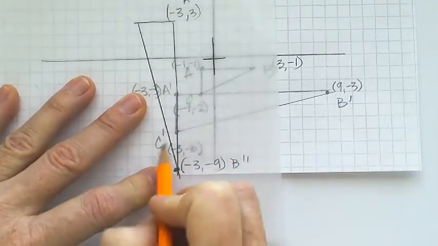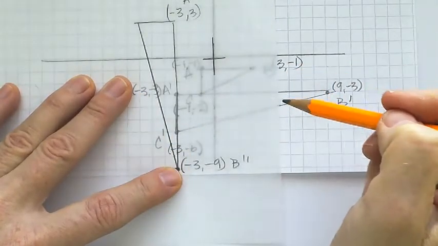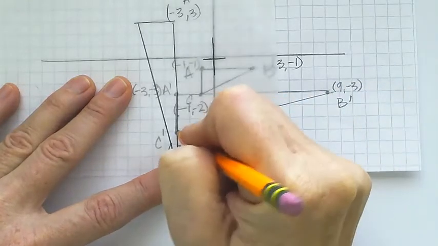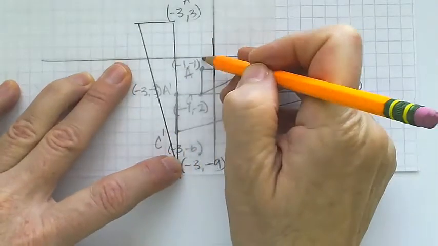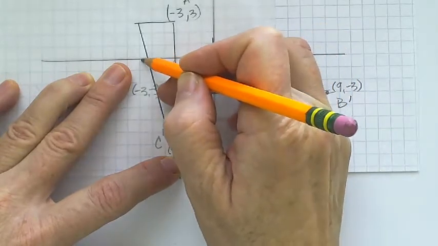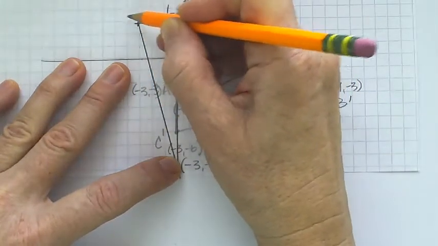And then C, that's B double prime, C double prime. The new C double prime, let's see, that was at -3, -6. Now it's at -6 and +3.